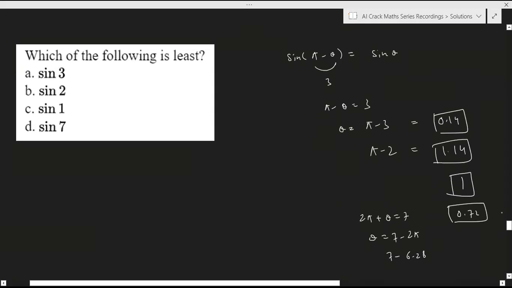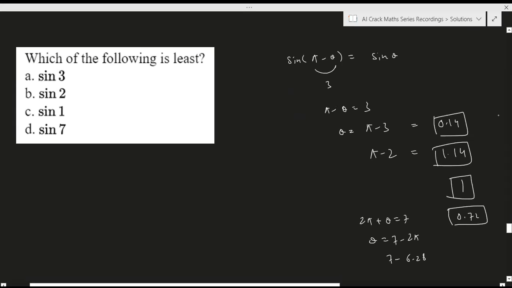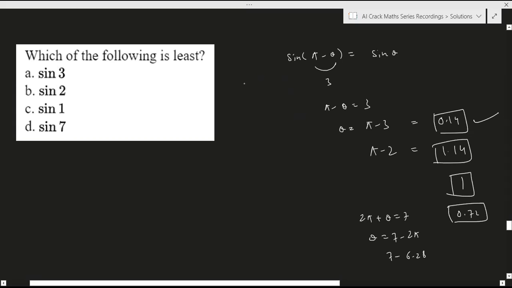Okay. Now based on our initial logic of increasing and decreasing, in first quadrant we know that sine value is always increasing with x. So to find the least value, we have to find the least value of x, which is this option. So A option is correct.